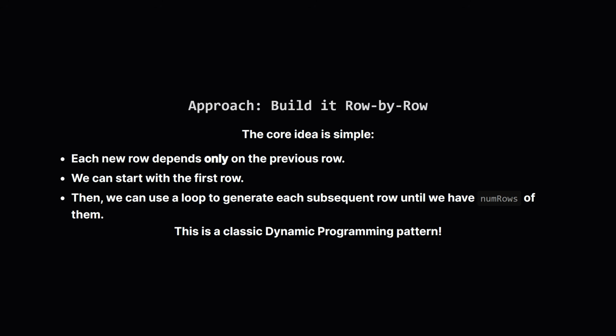So the strategy here becomes pretty clear. We can see that to build any row, all we need is the row that came right before it. This is a huge clue. It means we can solve this iteratively. We'll start with the first row, and then in a loop we'll calculate the second row, then use the second to get the third, and so on, until we've built all the rows we need.